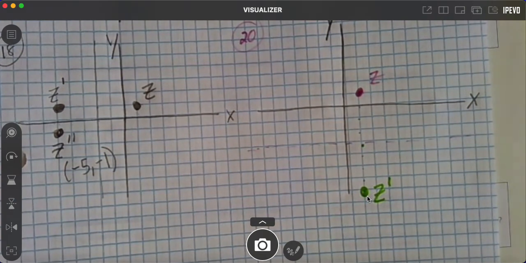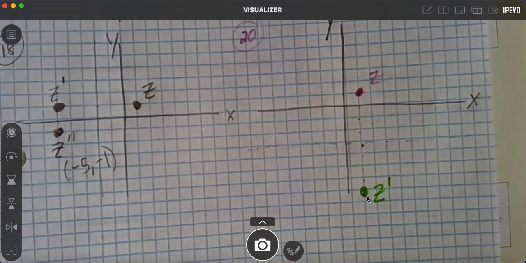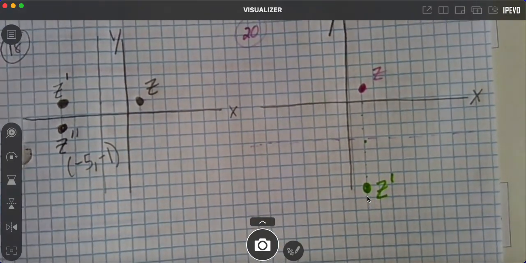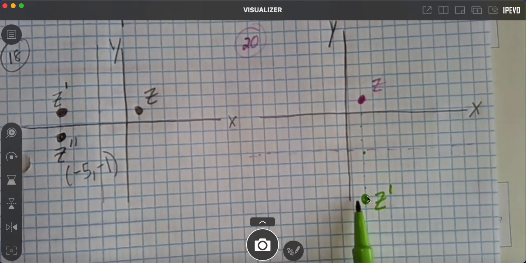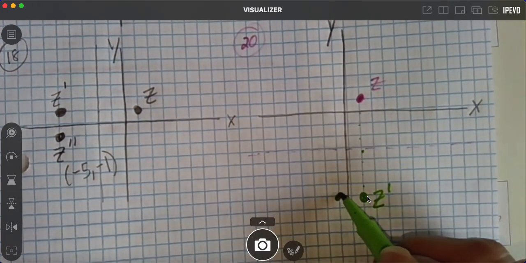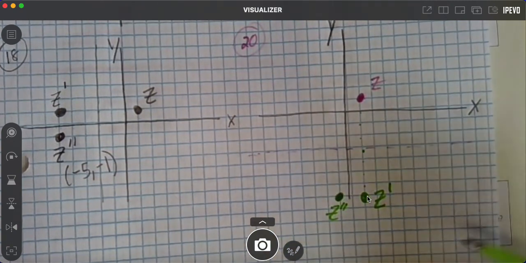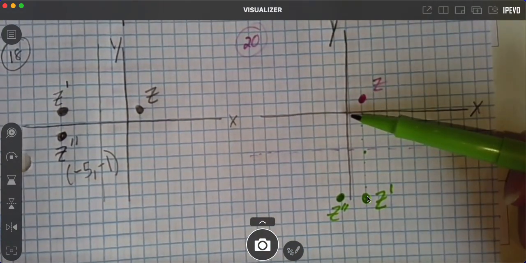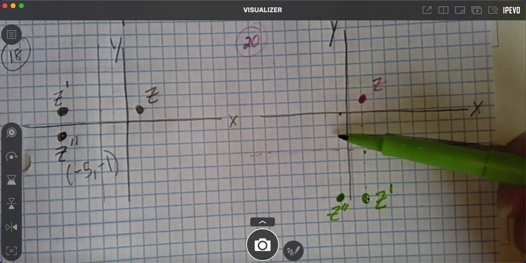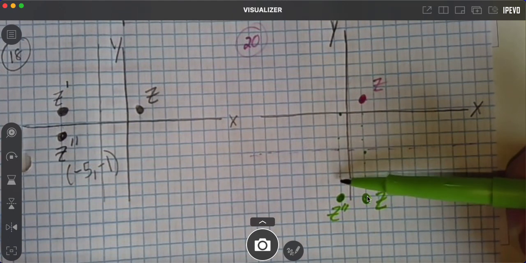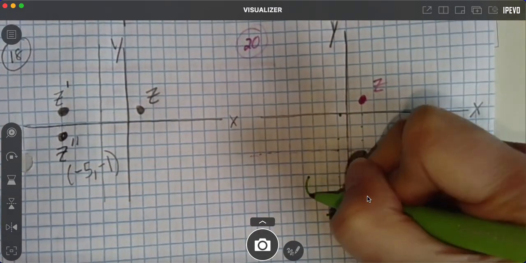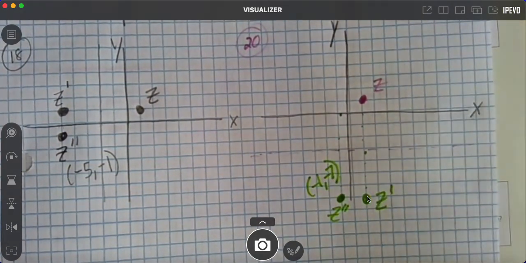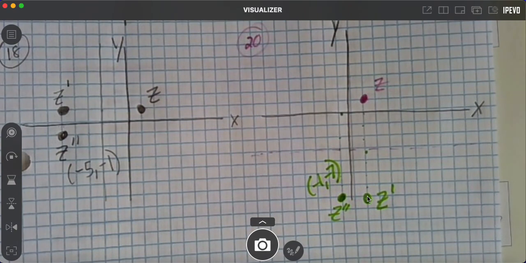One more. And it says this time, if you're following along on number 20, reflect across the y-axis. Well, here's the y-axis. How far am I from it? 1. So I'm going to go one space this way. I don't know what they want to call it, but they just want your ordered pair. So I'm going to find it. I just called it Z prime prime. So -1, -1, 2, 3, 4, 5, 6, 7. -1, -7.